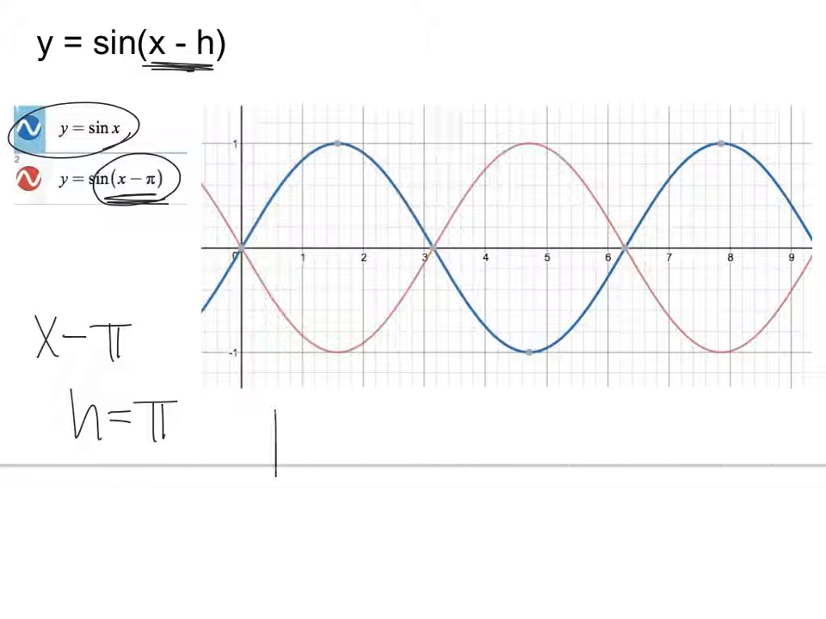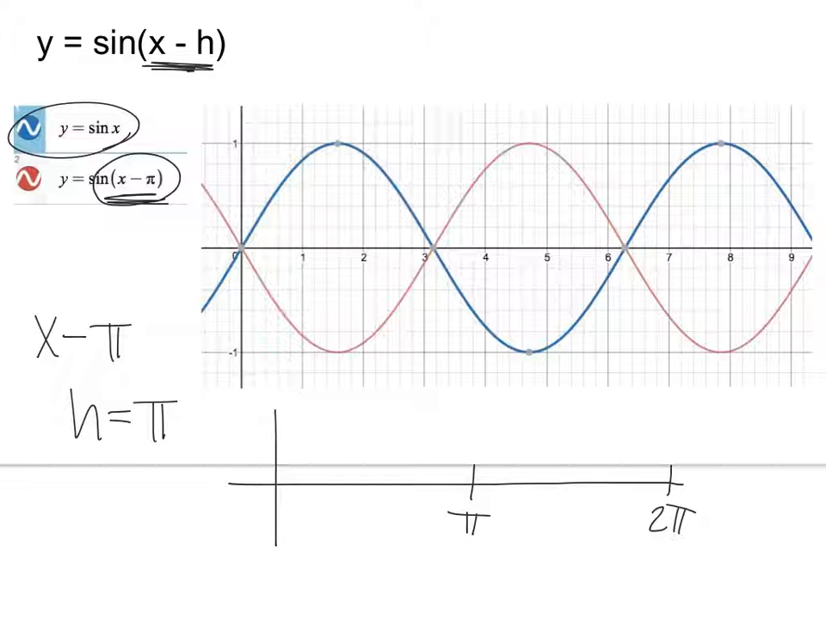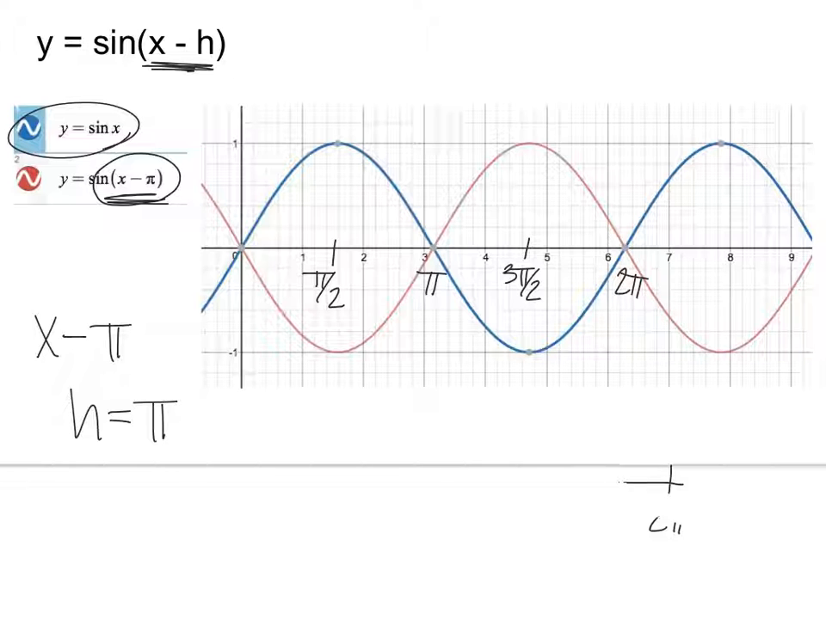Here I really wish I could have gotten an x-axis that was drawn with pi's in them. Well, let's just do it here. This would be pi, and this would be 2 pi. Okay, at the maximum we're at pi over 2, and at the minimum we're at 3 pi over 2. Okay, so I can erase this.